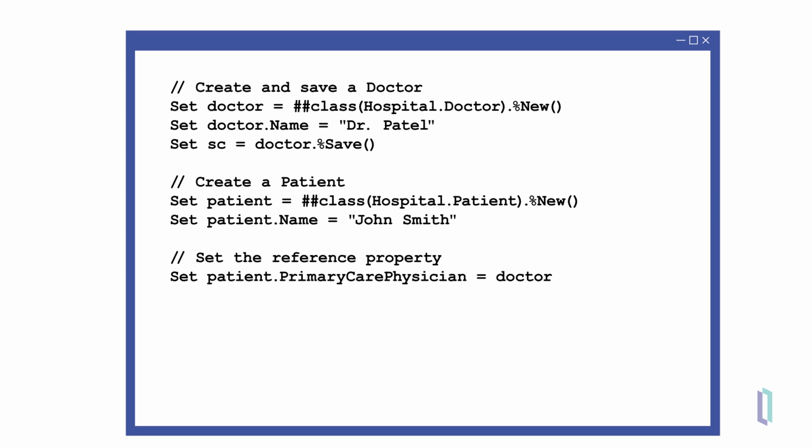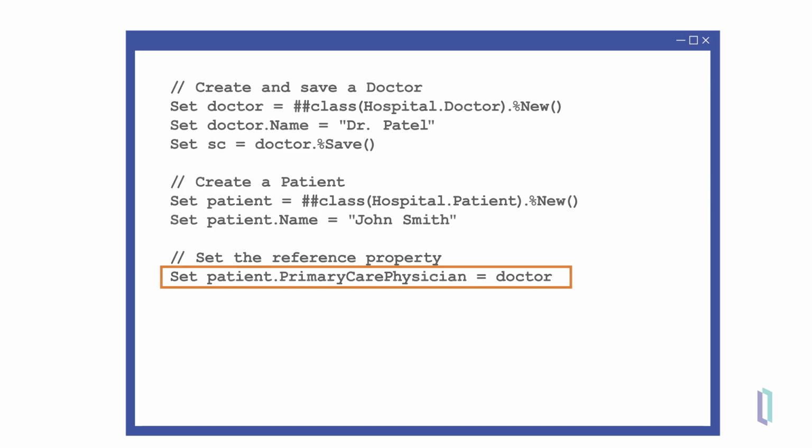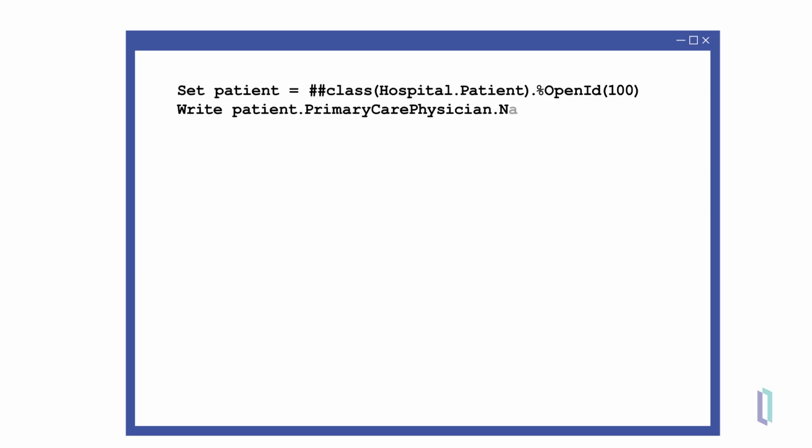When working with objects, you assign the reference by setting the property to an object instance. Here, we set patient.PrimaryCarePhysician equal to doctor, the Hospital.Doctor object. Once the reference is assigned, you can navigate the relationship naturally using dot notation. For example, you can access the doctor's name directly from the patient object by writing patient.PrimaryCarePhysician.Name. When you access a referenced object, it is automatically retrieved if the object is not already open in memory.